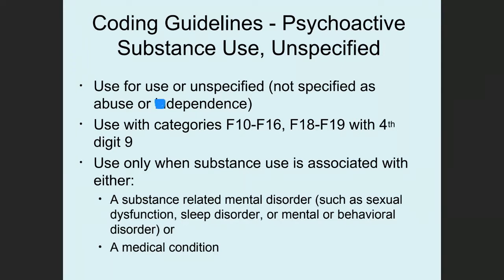Okay. Use the fourth digit 9 with all of these categories: F17, F16, F18 to F19. Use only when the substance use is associated with either a substance-related mental disorder, so there's a condition documented due to the substance use, or if there's a medical condition. But remember, if it's abuse or dependence, you're not going to use these codes, the 0.9 codes.